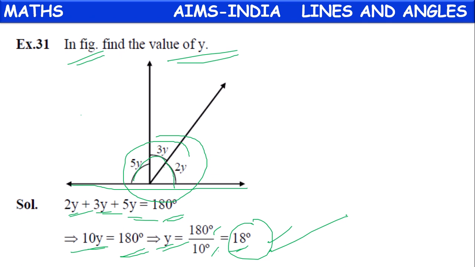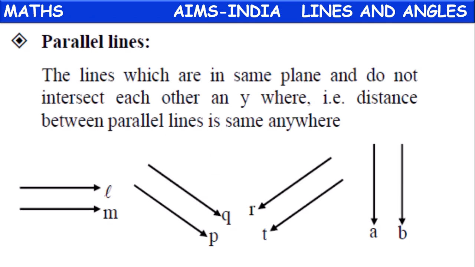So we have solved problems based on vertically opposite angles, complementary angles, supplementary angles, adjacent angles, and linear pair. Based on those concepts, we have solved all these problems. Now children, the next concept we have is parallel lines. The concept is regarding parallel lines.